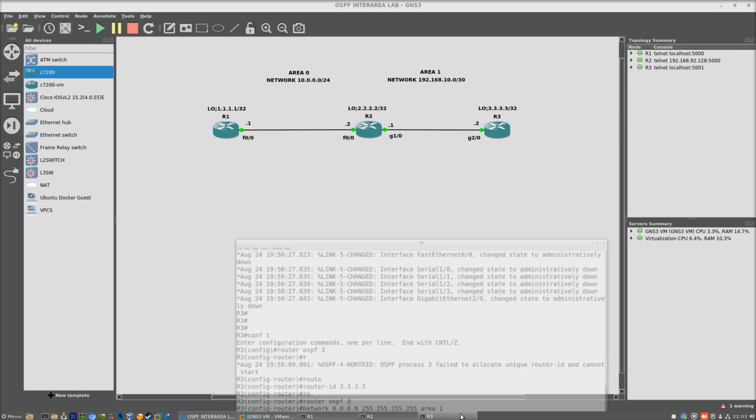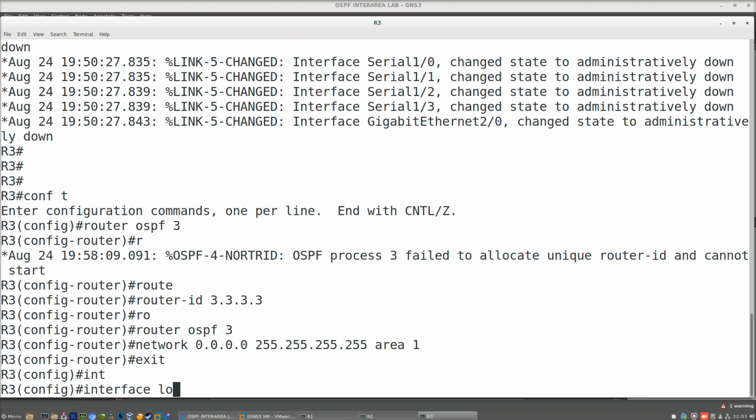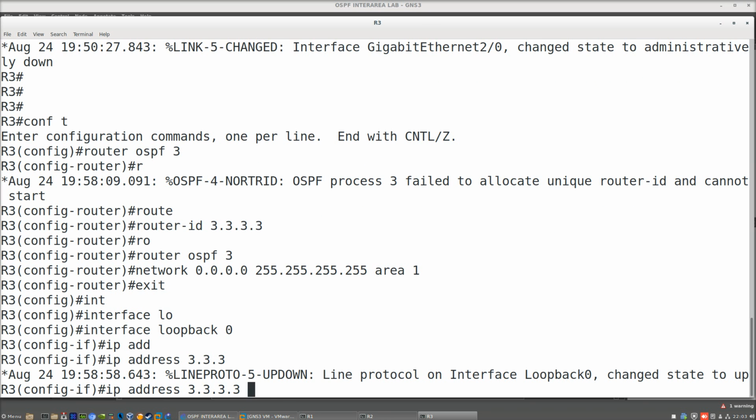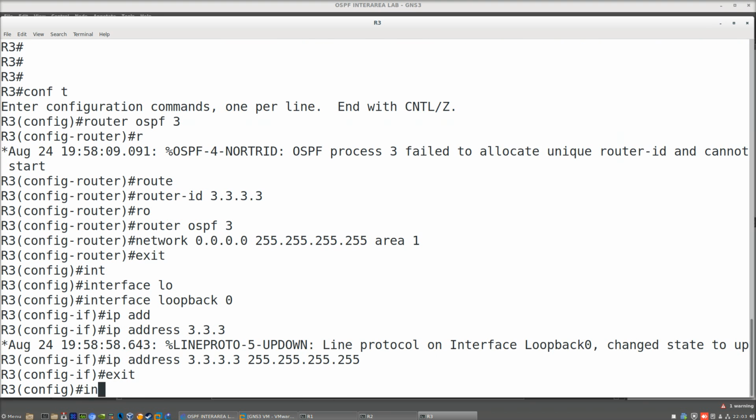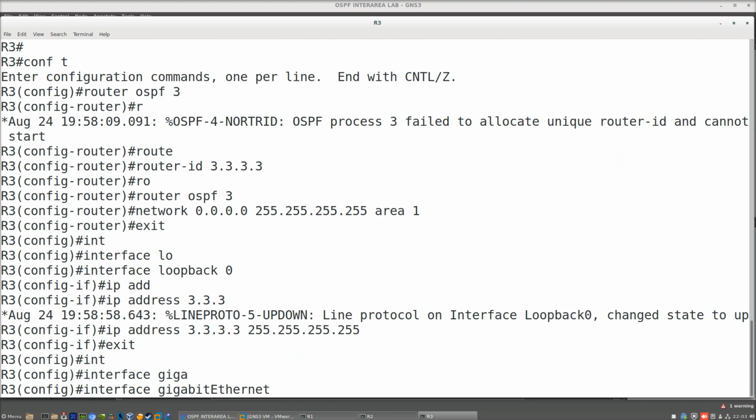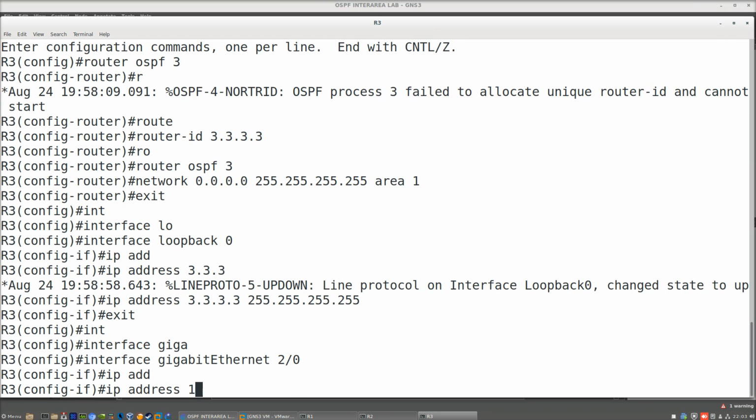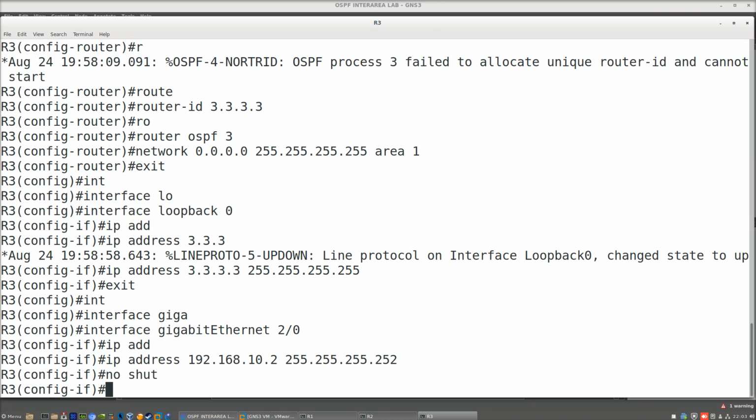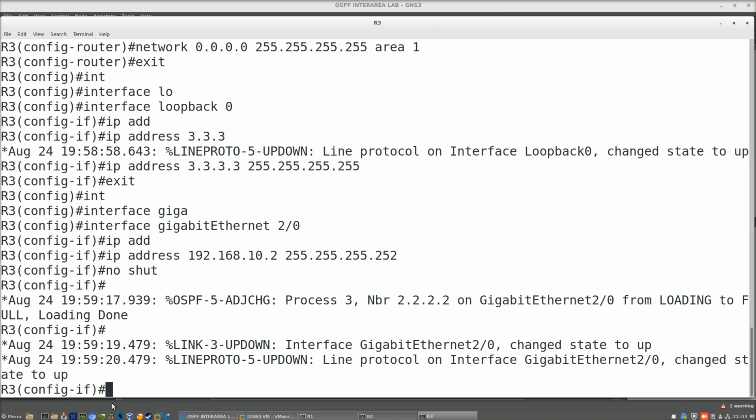which is interface loopback 0, IP address 3.3.3.3, 255.255.255.255, and interface gigabit 2/0, IP address 192.168.10.2, 255.255.255.252. Now no shut the interface, and we should see an adjacency forming, and we just see that it is formed.